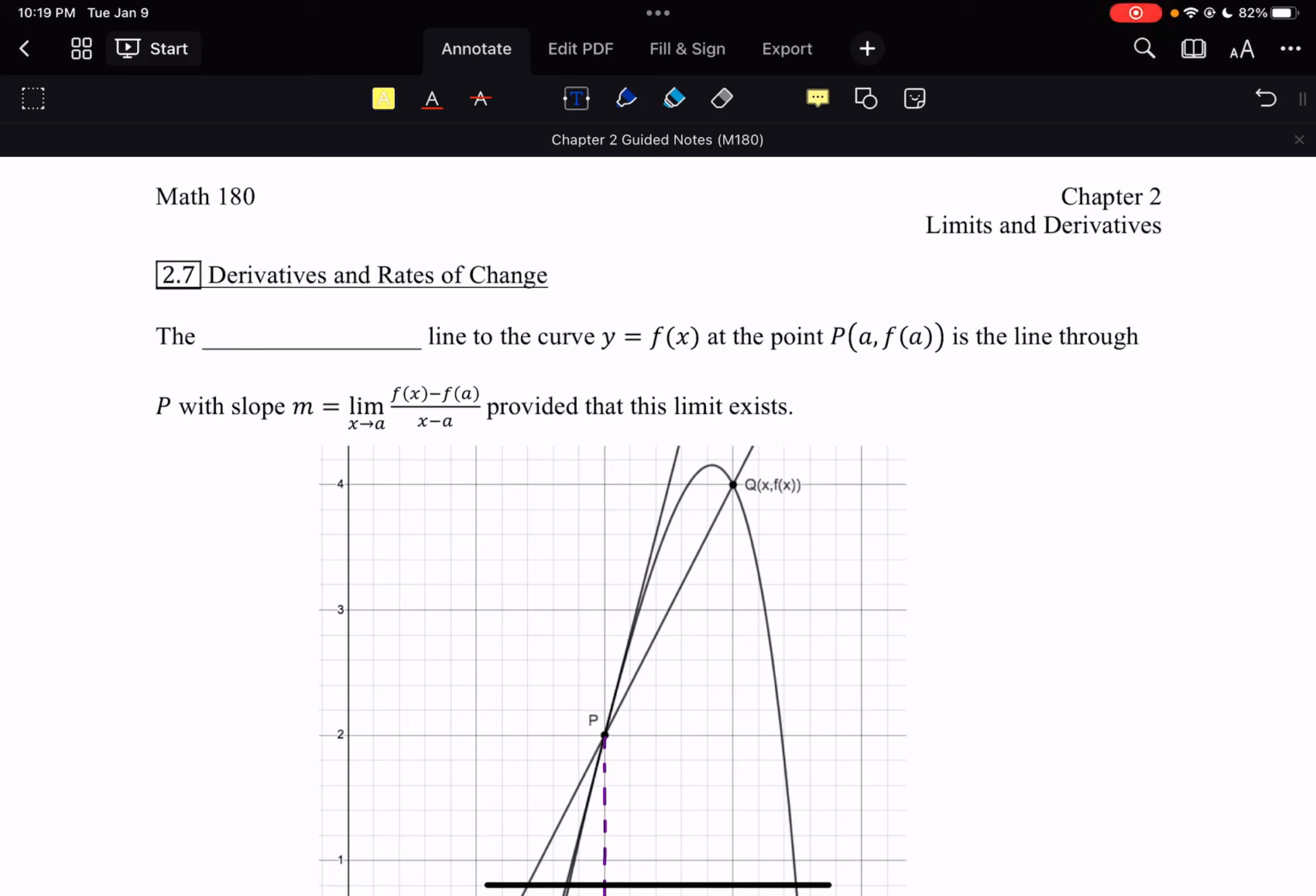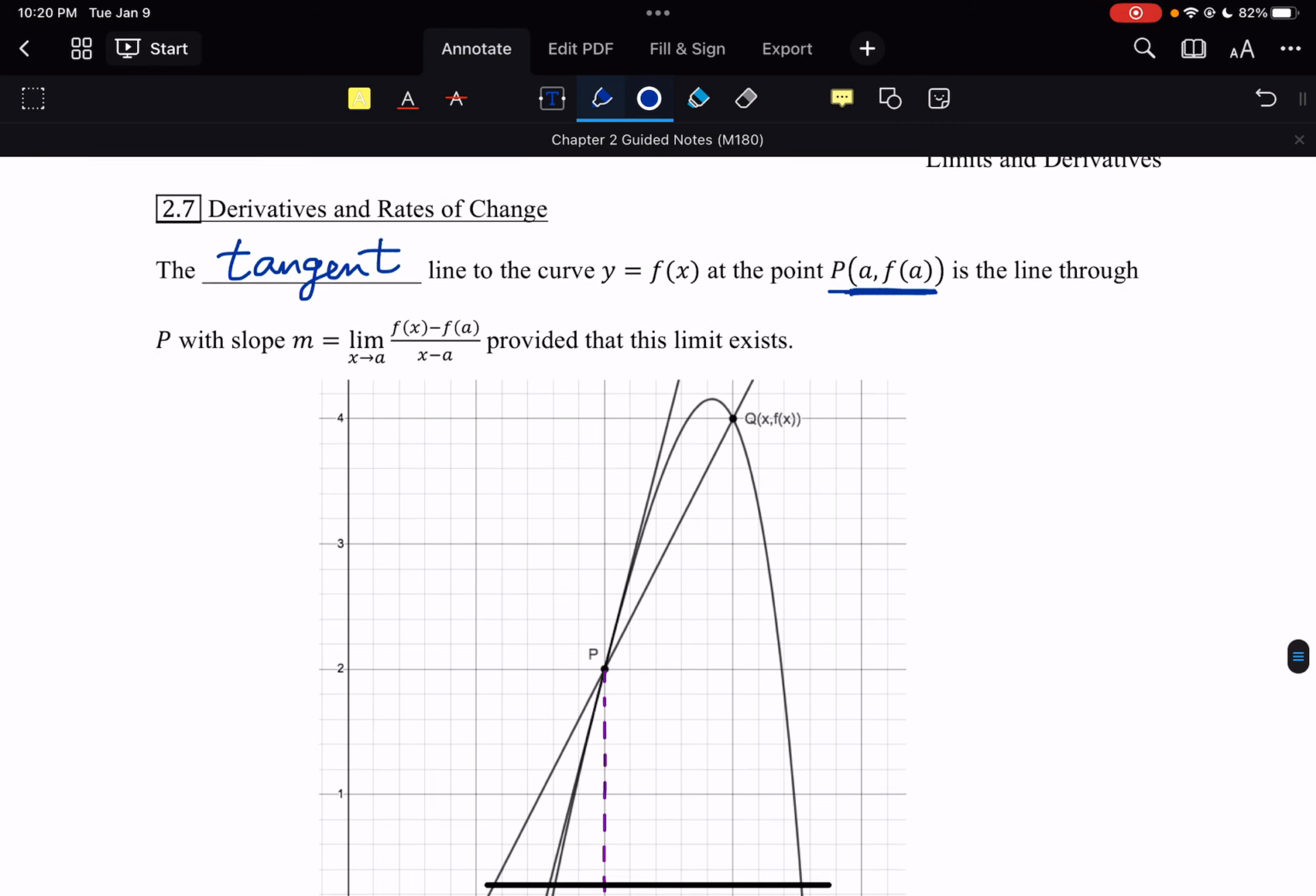Welcome to section 2.7, derivatives and rates of change. So we have spoken in previous sections about the concept of a tangent line to a curve. This is a line that crosses a curve at exactly one point. And in this case, we're saying that the tangent line to the curve f of x is crossing at this point, a comma f of a.